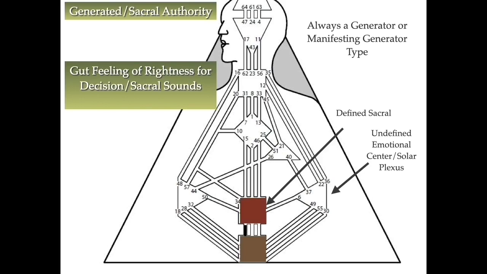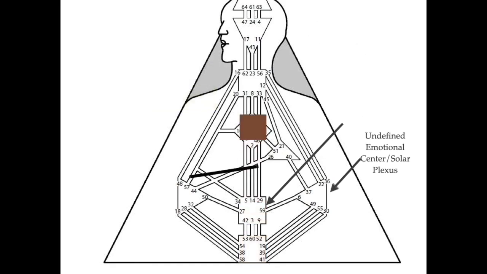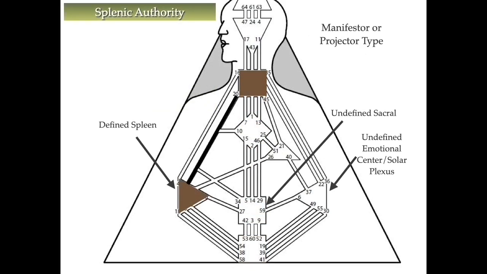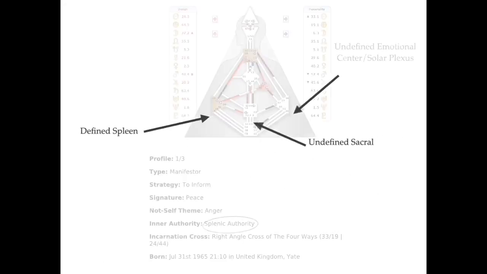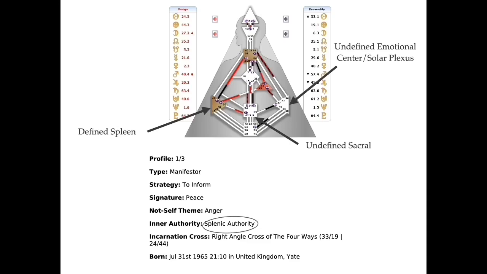These next authorities that I'll be talking about are usually only found in manifestor or projector types, which means they're more rare, and they also require a little more finesse to get in touch with. When we talk about the splenic authority, both manifestors and projectors can have this authority. When a projector or manifestor has this authority, then the emotional center and sacral are both undefined and the spleen is defined. The spleen is considered an intuitive center and is all about the now. So the splenic response to an action or invitation is very quick and instant and in the moment.